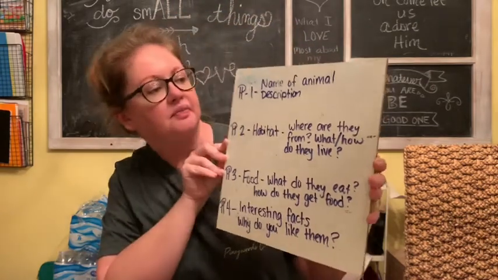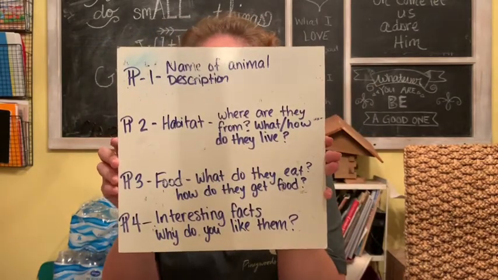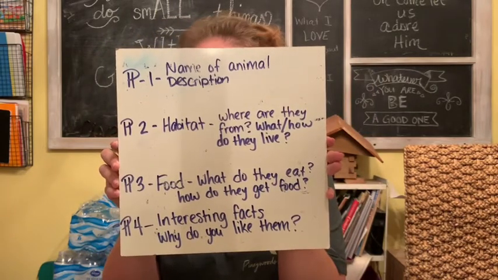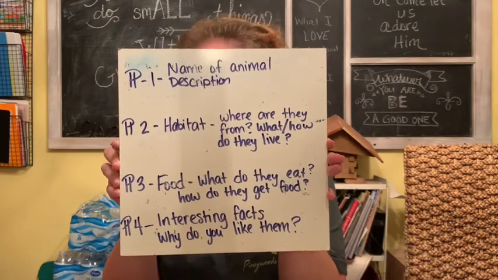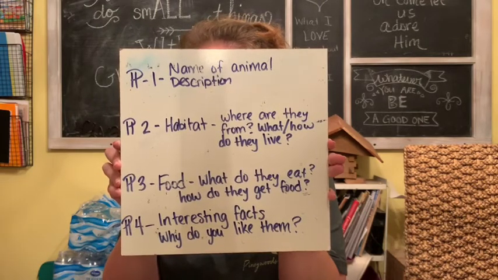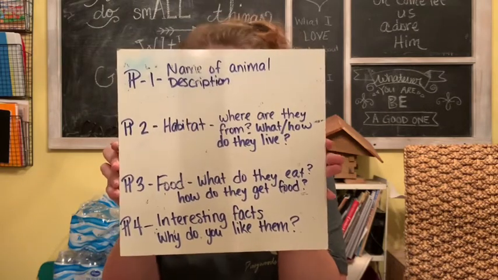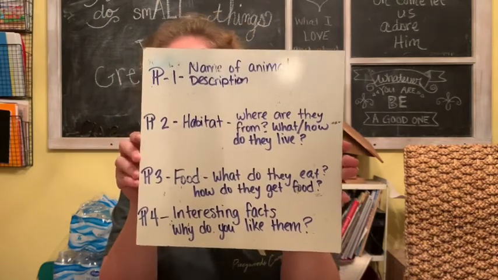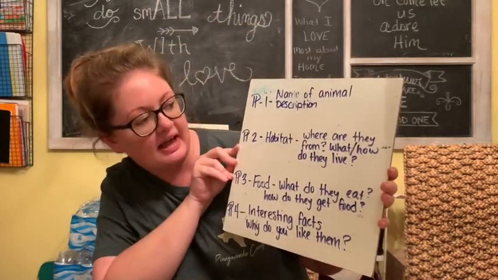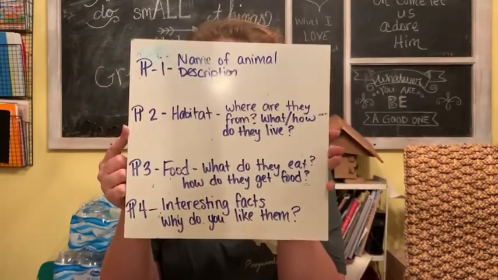All right. Paragraph 2 is going to be all about their habitat. Where do they live? Like what part of the country, what part of the jungle, and where's their house? Do they live in a cave? Do they live in the trees? Do they live in the water? So tell me all about their habitat.